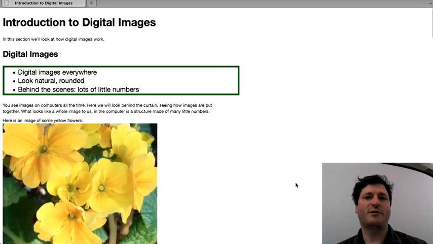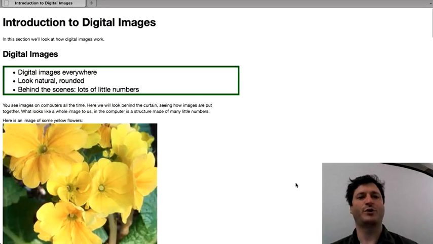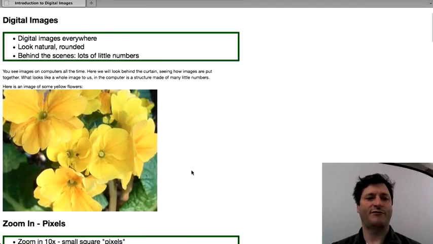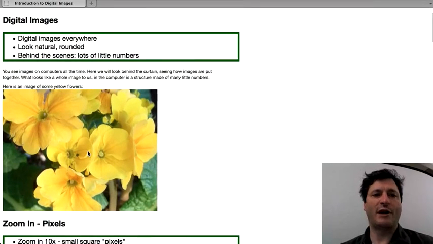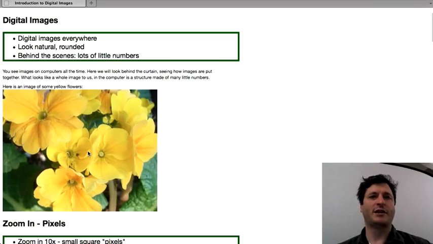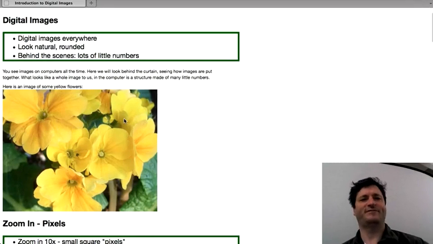In this section, I want to talk about how digital images work in the computer. So here I've got an example image of some yellow flowers, and what we're going to see is that this looks like sort of an organic, rounded whole thing. In the computer, it's going to come down to really just a lot of little numbers. So how does that work?